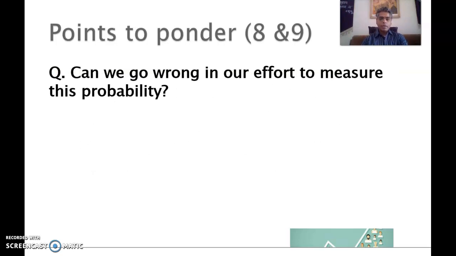So as usual, we have a question for the next session, and that is, can we go wrong in our effort to measure this probability? And also, what is the chance we can go wrong? So in the next video, we will discuss the answer to this and explain the very important concept of type 1 and type 2 errors in null hypothesis significance testing.